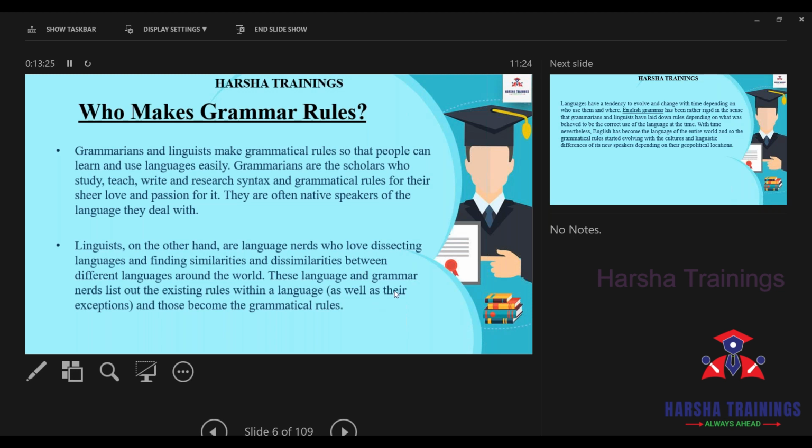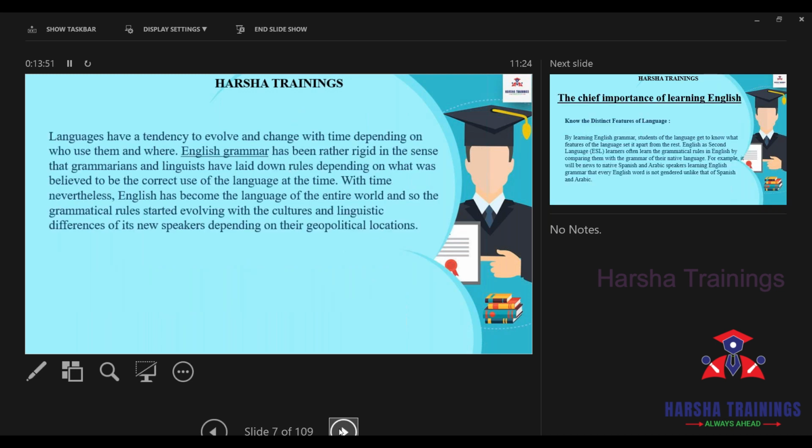Now, these language and grammar nerds list out what the existing rules are within the language, and those become the grammatical rules. So they keep changing, not completely, but a little bit. They keep making the changes. So those are the people who make the rules in English grammar.